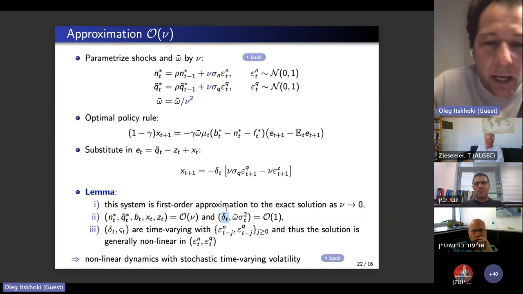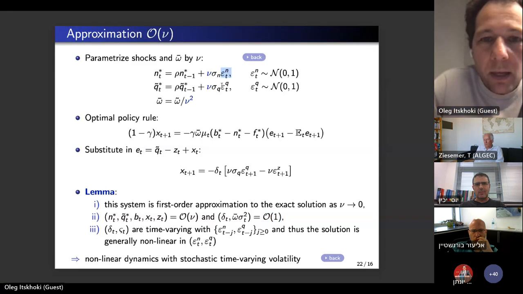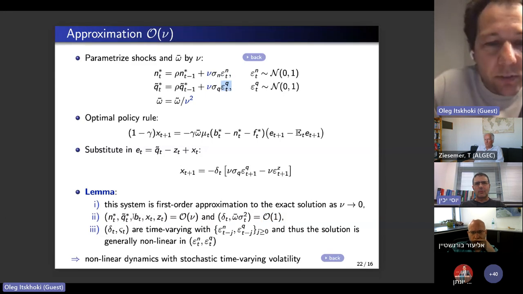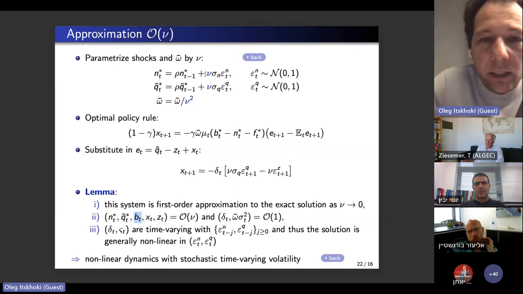will still require an explanation. This will be zero order objects. Zero order object doesn't mean that they're constants. They're still functions of these epsilons, and they're still functions of the state variables. They're not constants, but they are zero order in nu. So you have to be very careful.